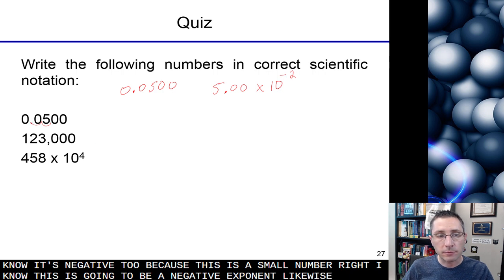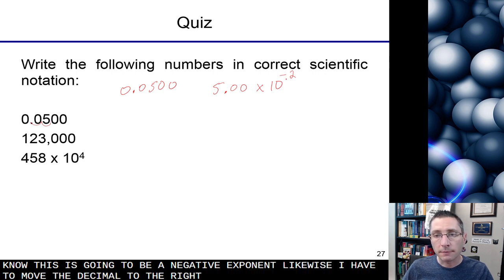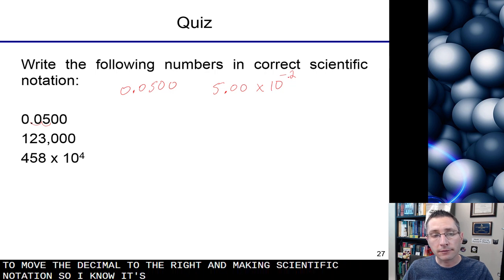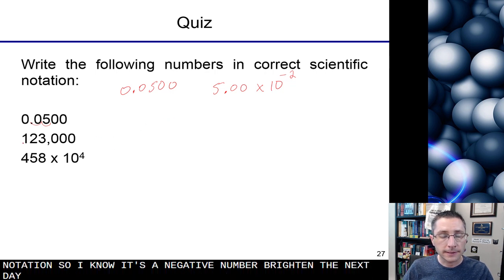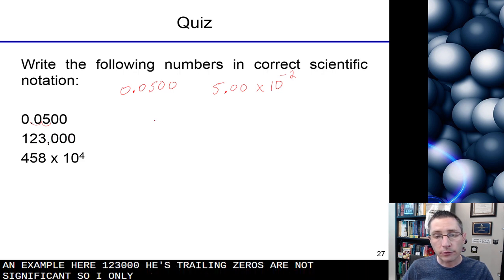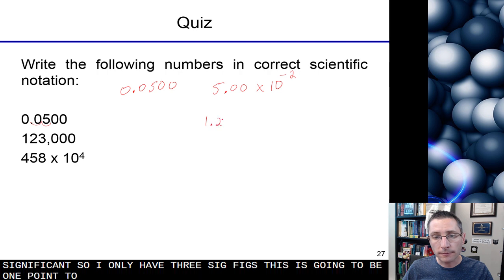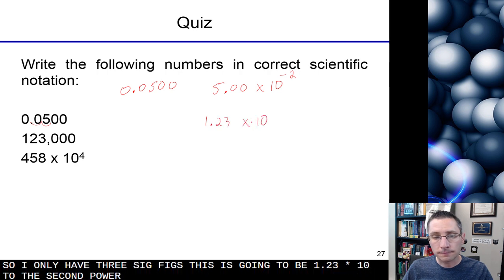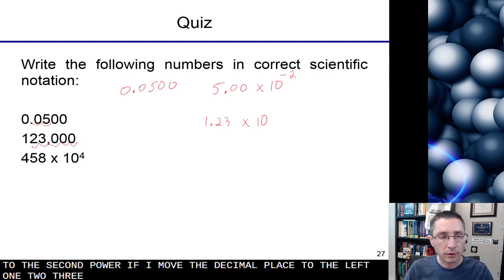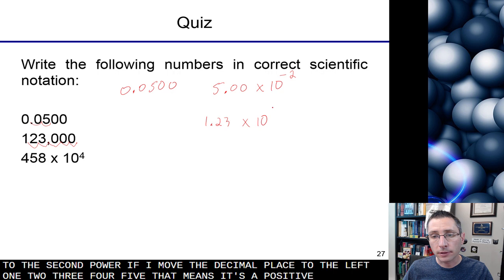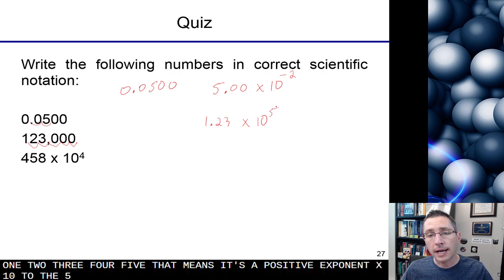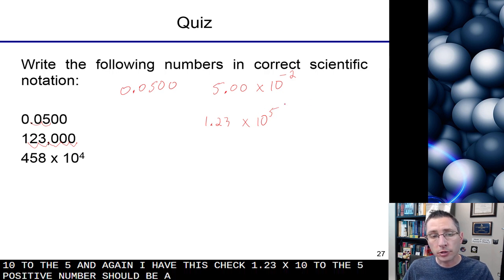Okay. Likewise, I have to move the decimal to the right in making scientific notation, so I know it's a negative number. Right? In the next example here, 123,000, these trailing zeros are not significant, so I only have 3 sig figs. This is going to be 1.23 times 10 to the some power. If I move the decimal place to the left, 1, 2, 3, 4, 5, that means it's a positive exponent, times 10 to the 5. And again, I have this check, 1.23 times 10 to the 5. Positive exponent should be a larger number. 123,000 is a large number.